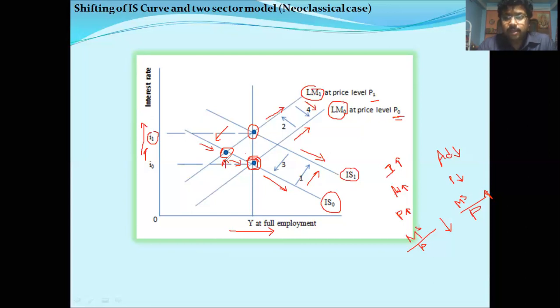So I hope you got the point and you have a better understanding of the shifting of IS curve and the two-sector model, especially in the neoclassical model.